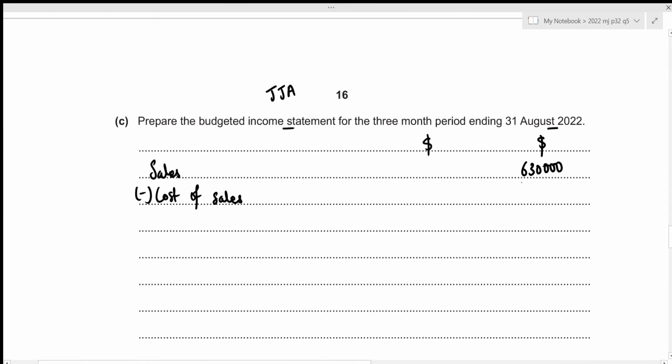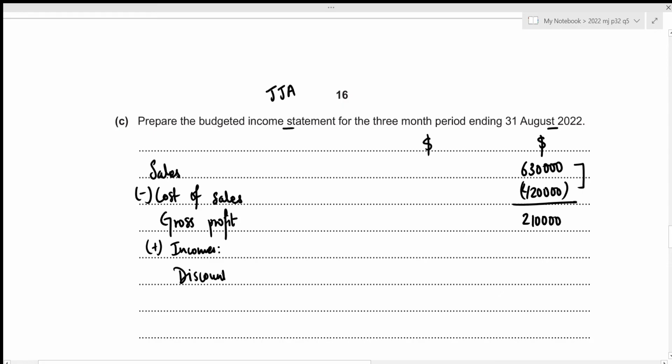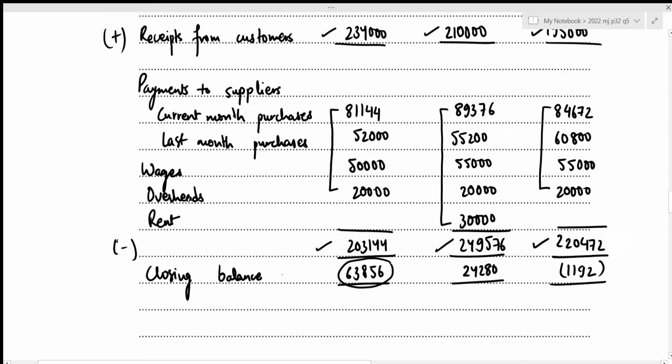So that will be 420,000, and we need to subtract this amount in order to get our gross profit. Now the gross profit in this case is 630,000 minus 420,000, which results in 210,000. Now the next step would be to add any of our incomes. So that will be plus incomes. And in this case, we have incomes because we have been receiving the discount of 2%, right? So that will be our discount received. Let's have a look above.